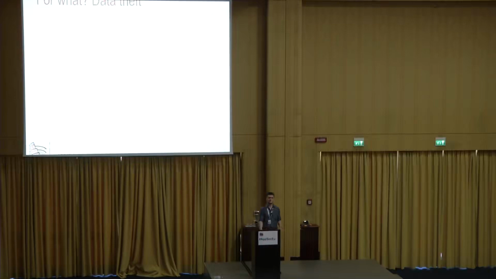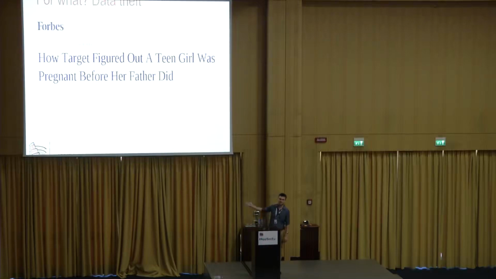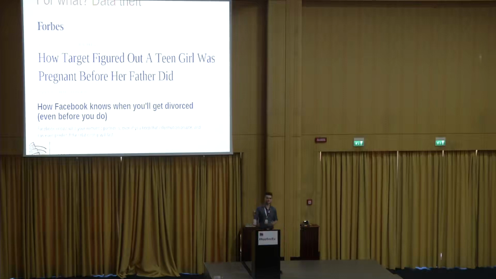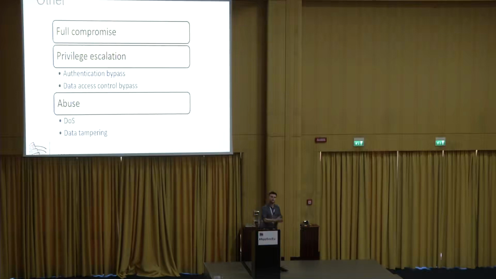Okay. Well, of course, data theft is a big risk in a big data solution, right? For example, Target shops knew that the girl was pregnant before even she knew about it, or Facebook knows when you will get divorced even before you do. Okay, sure. So, of course, we can go for a full compromise, like code execution on big data servers, but it's not the point. So, remote code execution vulnerabilities are, of course, critical, and if they happen in a big data solution, it's a big risk.